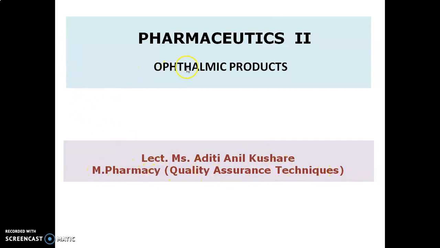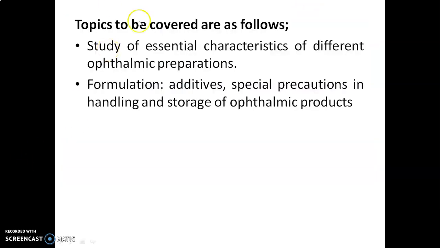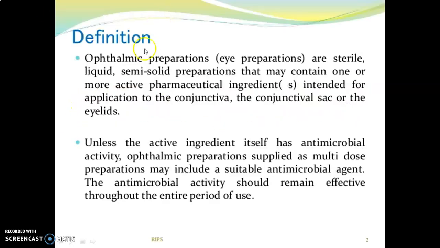Today we are going to discuss the topic ophthalmic products from Pharmaceutics 2. The topics to be covered in today's session are as follows: study of essential characteristics of different ophthalmic preparations and the formulation including additives, and special precautions in handling and storage of ophthalmic products. So first of all, let's see the definition.